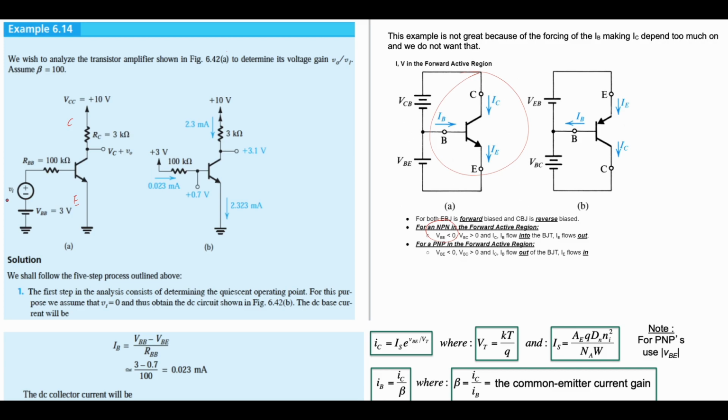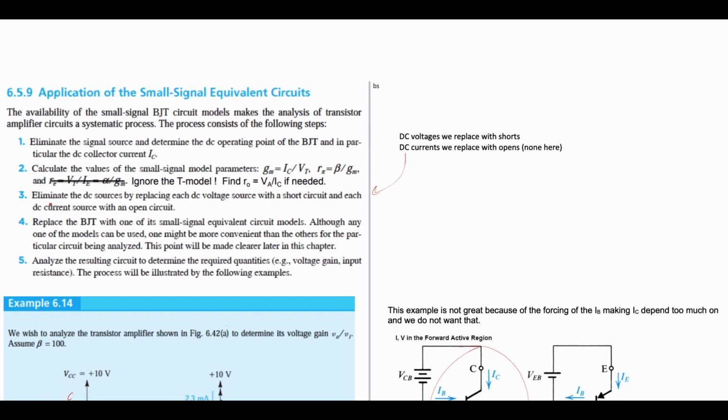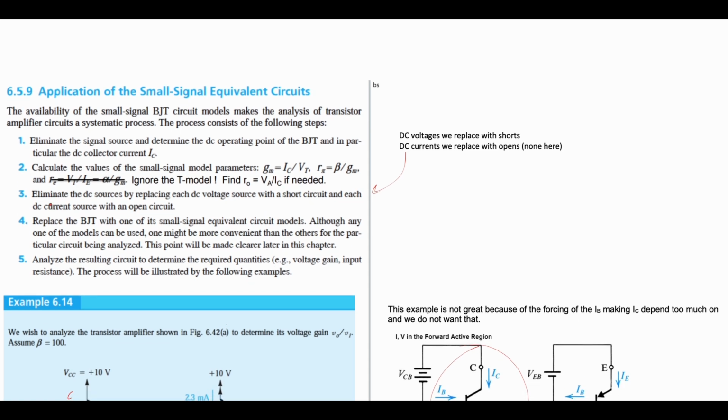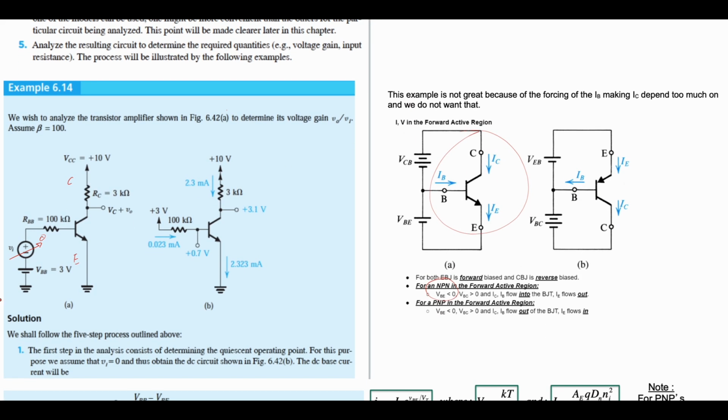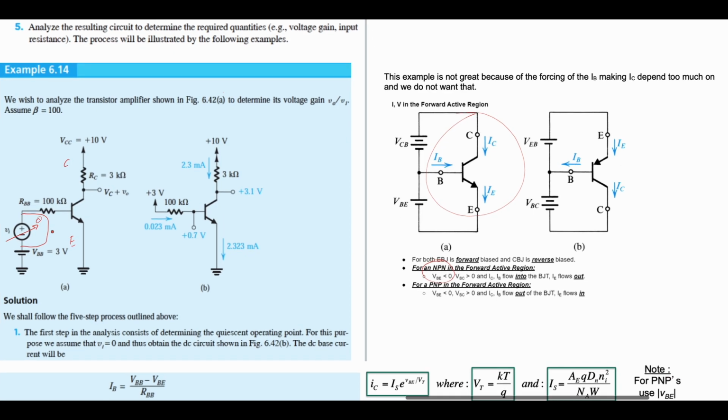The reason why we're setting our VI to 0 is because, like we said earlier, DC voltages are replaced with shorts. So we are not going to have anything here, and we're going to short this out, and so our VBB is just going to go straight into here. Now, with that noted, we are going to continue looking at our IB.